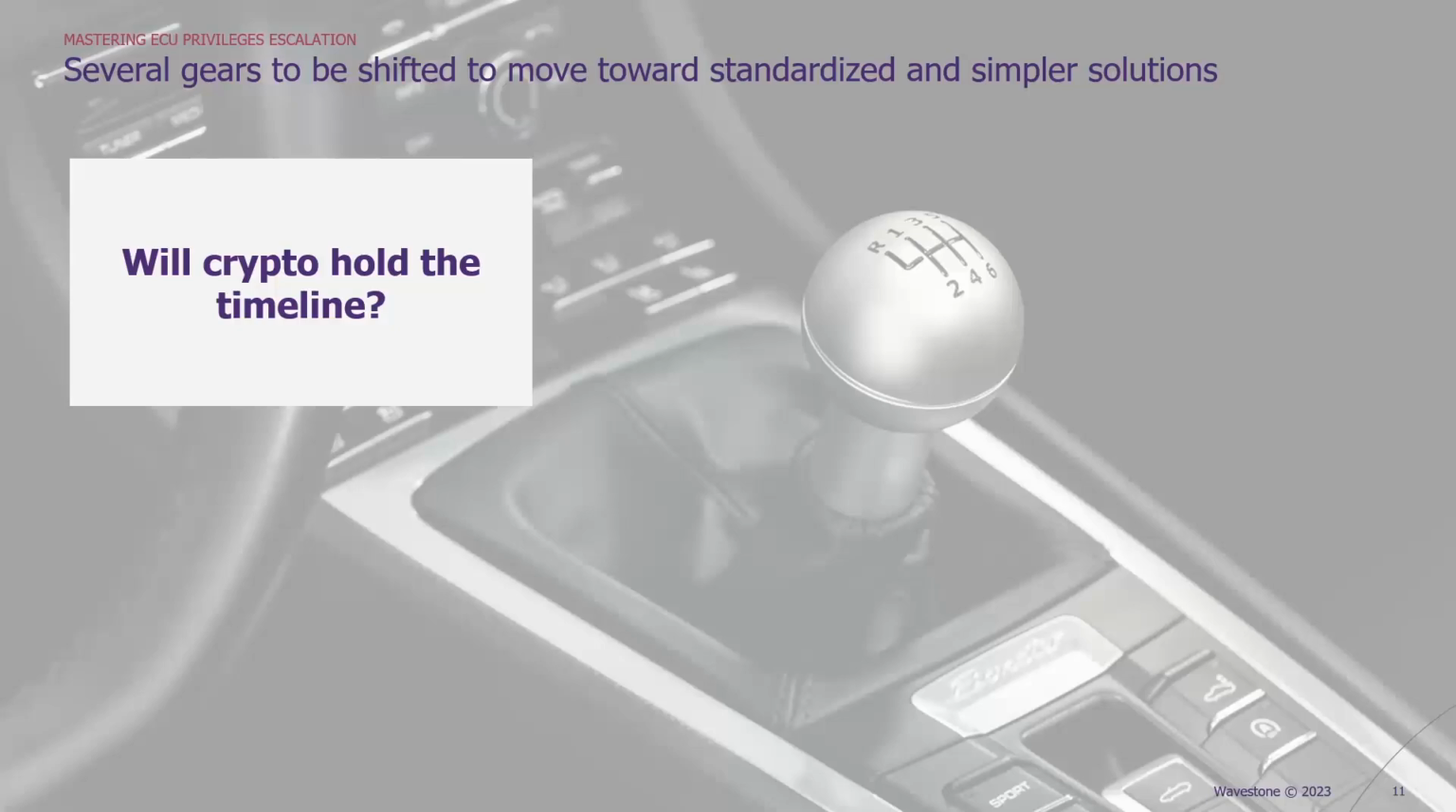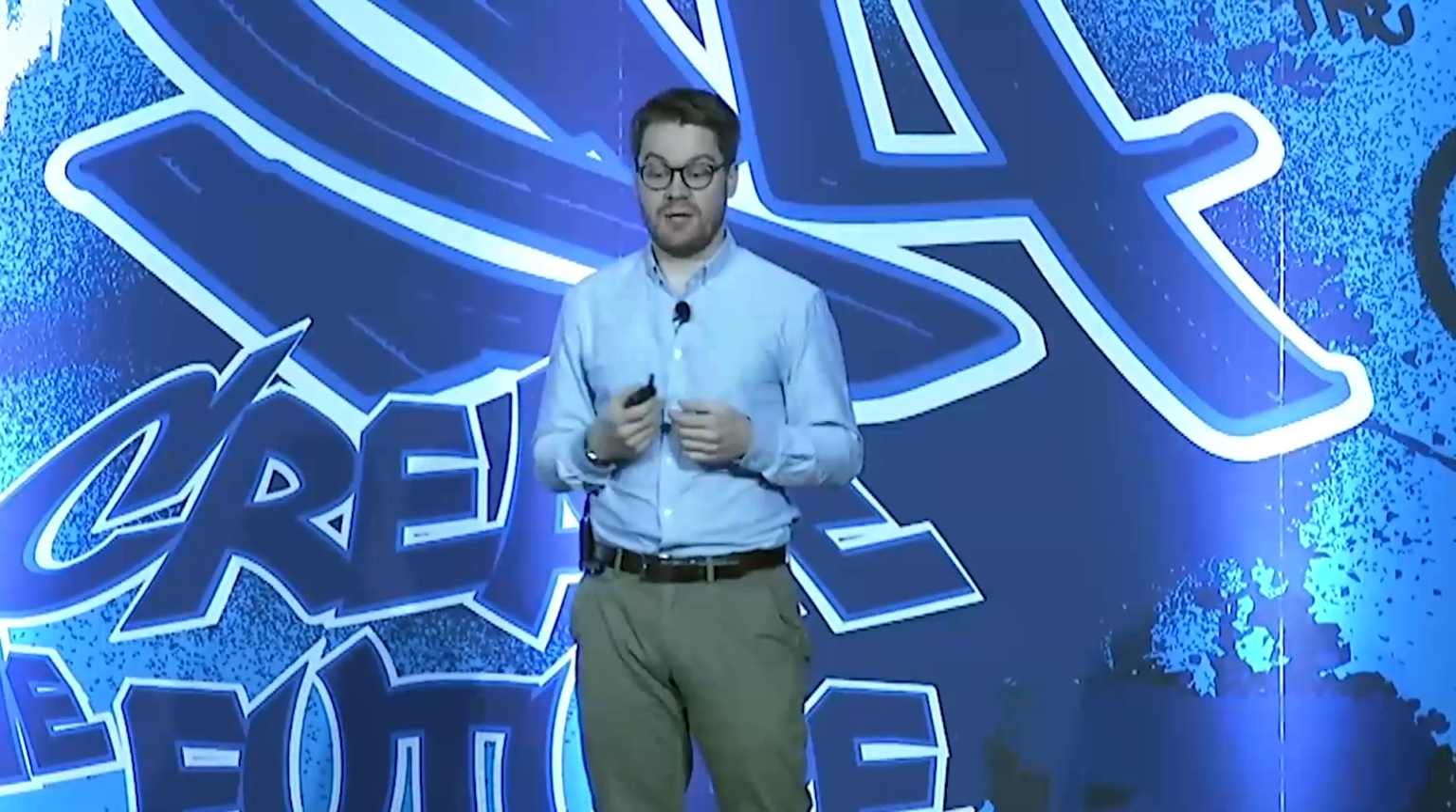The first one is, will crypto hold the timeline? Because I mentioned it, we are looking at a 30 years timeline. The algorithms I'm putting in cars right now might not hold until 30 years from now, so we need, and we are actually getting ready, to replace the algorithm within the car. That's called crypto agility, but that is still a huge challenge.